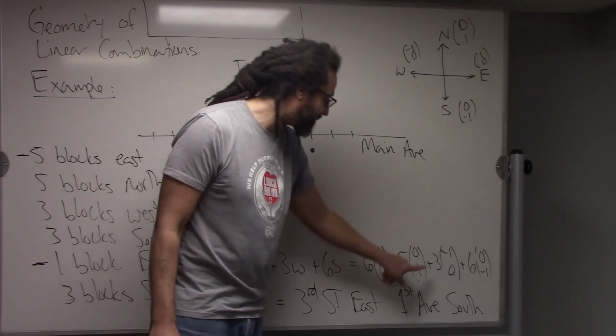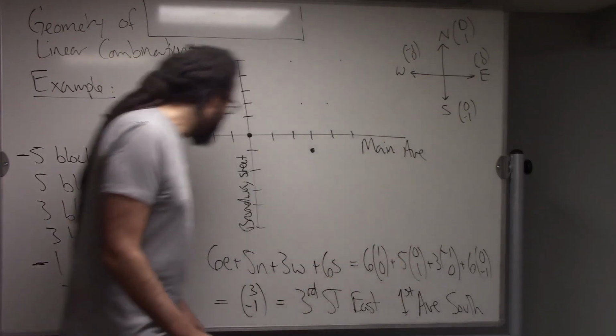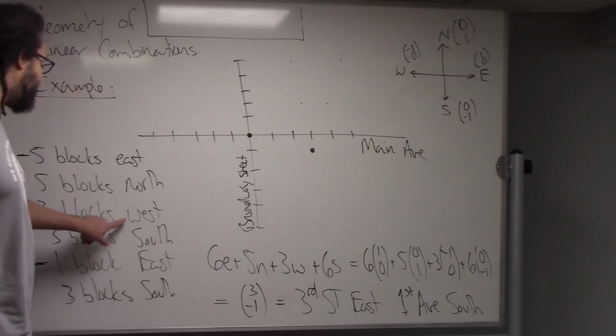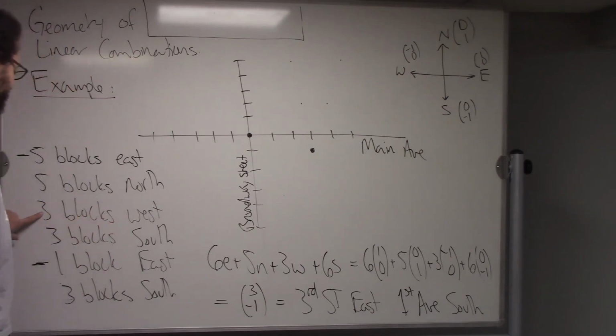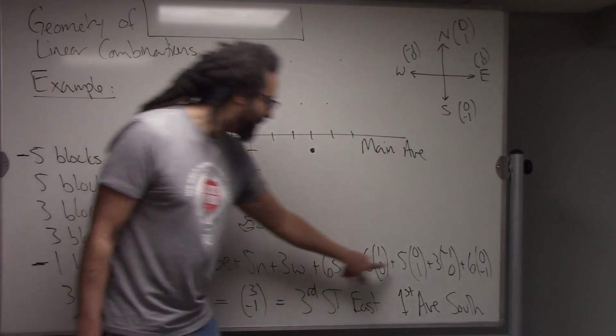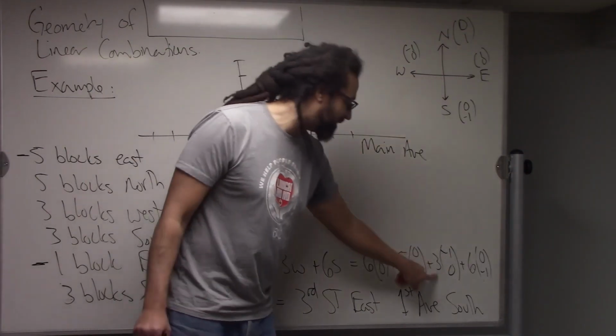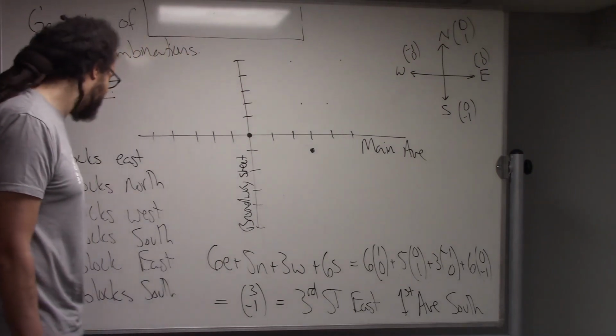So 1 block to the north is in 0, 1. And then how about traveling west? So I traveled 3 blocks west here. That was all we did, 3 blocks west. So 3W, 3 times -1, 0, right? West is -1, 0. So 3 times -1, 0.